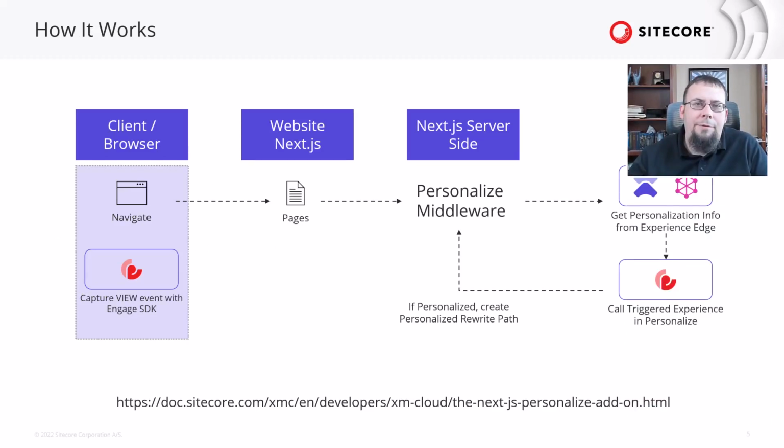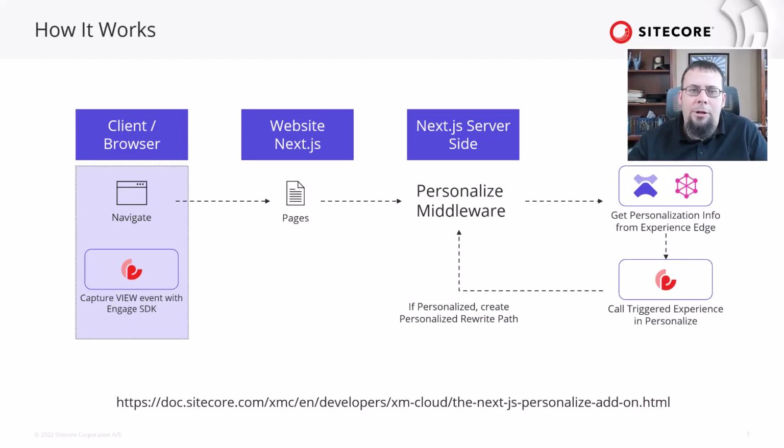So how does all of this work from a high level? You're hearing middleware, you're hearing capture of data, automatically. So how do all these pieces fit together? Well, someone will typically navigate to your Next.js website. And as they navigate to that website, the Sitecore Cloud SDK captures view events.